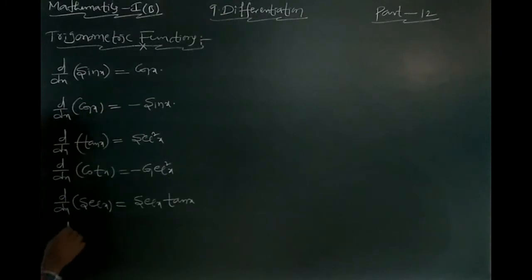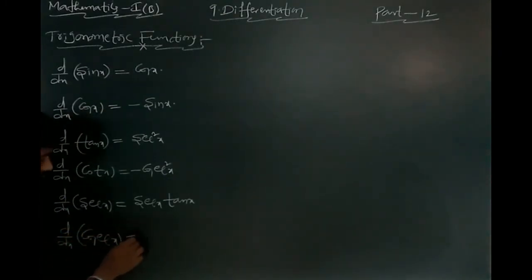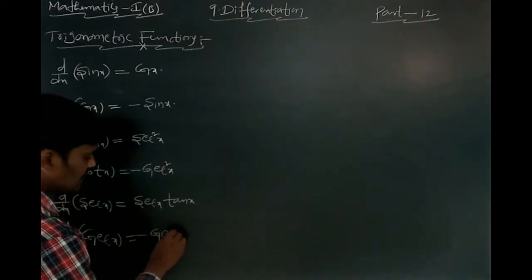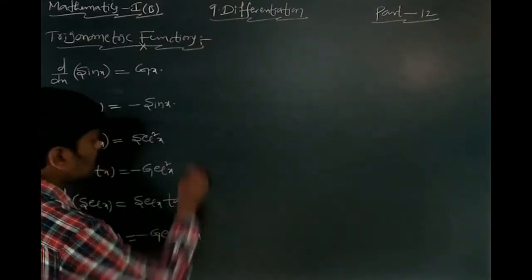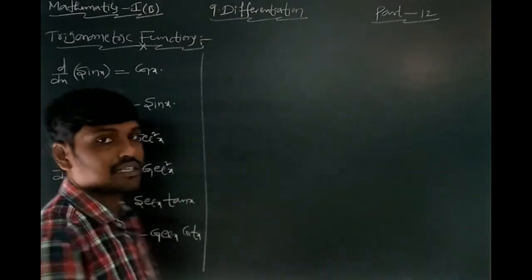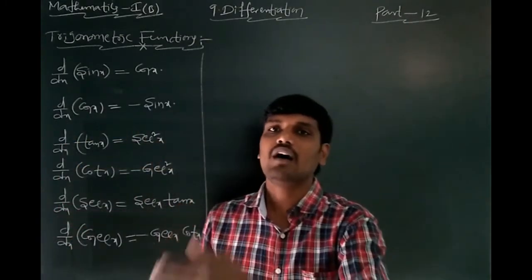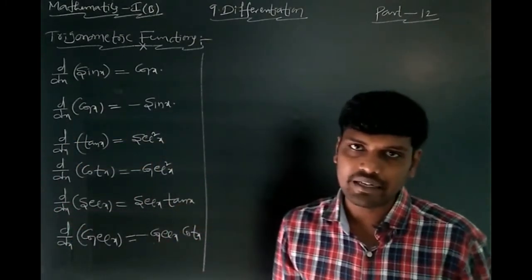After that, the derivative of cosecant x. The derivative of cosecant x is minus cosecant x into cot x. These 6 formulas are the derivatives of the trigonometric functions.